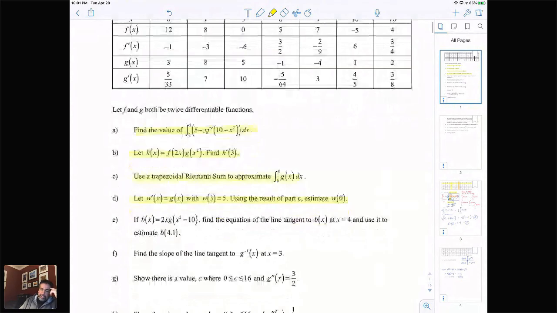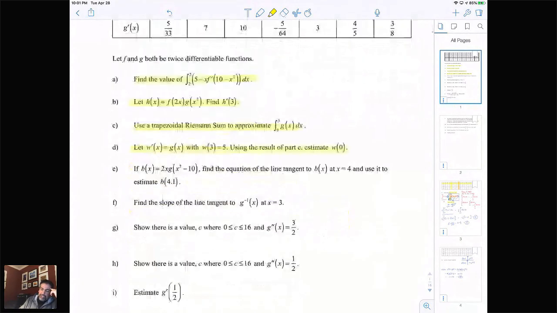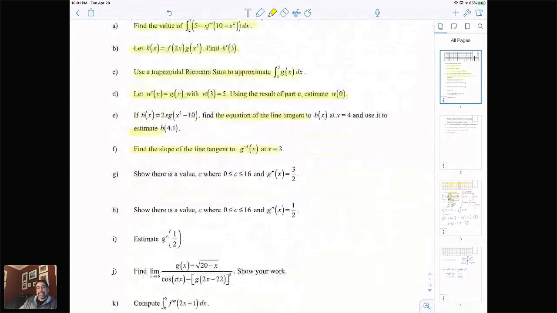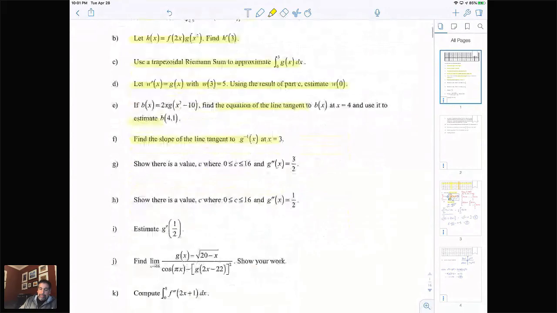Question E, again, just to show you what's going on here. Here's that equation of the line problem again, to estimate. Question F, find the slope of an inverse. Okay, so slope of an inverse is another question. Question G and H are both related to the mean value theorem, kind of like the one we just saw. Question I, again, estimate by using a 2-point slope.